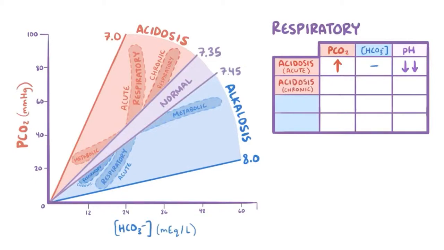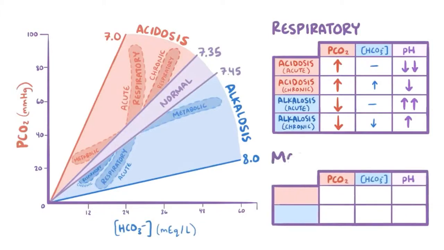In the chronic phase, due to renal compensation, bicarbonate concentration gets high too, so pH is relatively higher but still lower than normal. Similarly, respiratory alkalosis in the acute phase is characterized by low partial pressure of carbon dioxide and a very high pH. In the chronic phase, as a result of renal compensation, bicarbonate concentration gets low as well. So again, the pH is still high, but it's not as high as it was before.